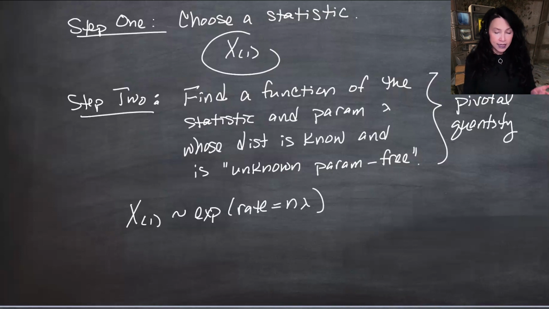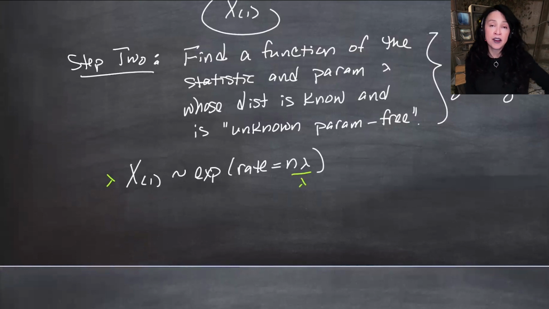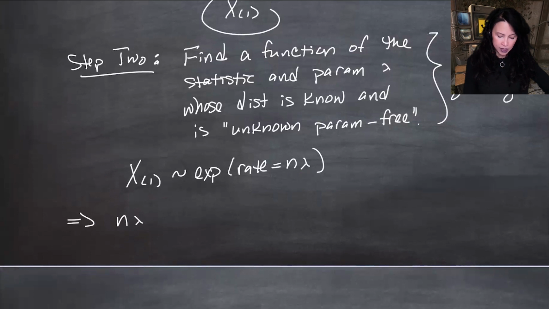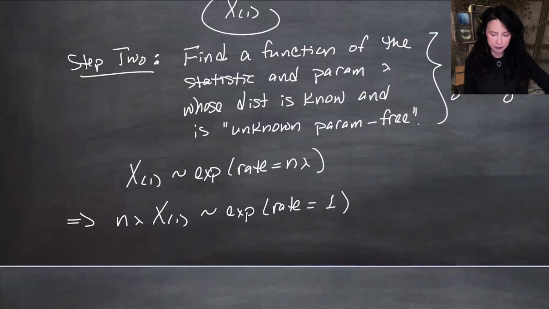So in step 2, we want to find this pivotal quantity, and I would always start off by looking at the distribution of the statistic you're going to work with, and then think about how I can adjust it. If I multiply by lambda, I'm going to put a lambda under here, and then I'll have an exponential distribution with rate n. You could continue along with that, but I think it's going to be cleaner to get rid of the n as well. So note that this implies that n times lambda times the minimum is exponential with rate 1. That is nice and clean.